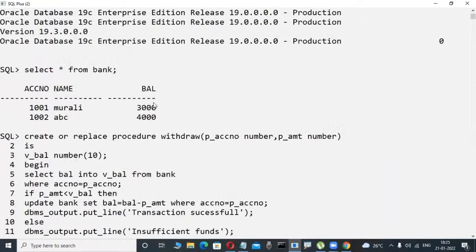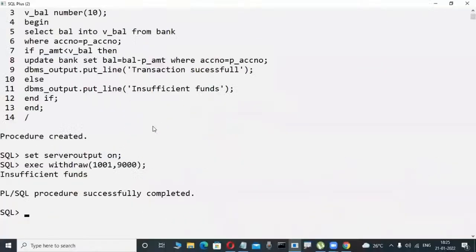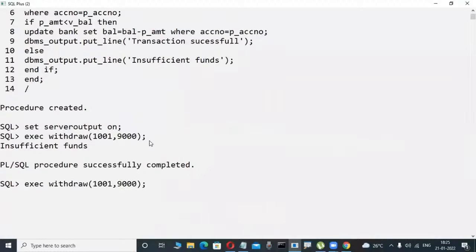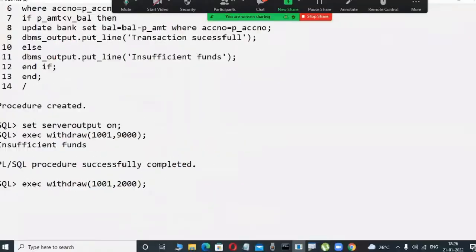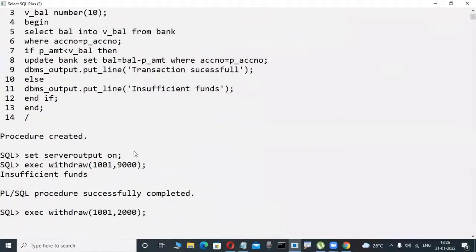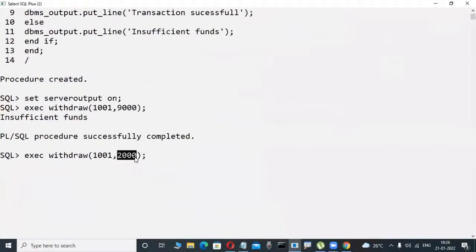For example, in this case, my balance is 3,000. Now I try to withdraw 2,000 rupees. Here, observe it, 1001 is my account number. I try to execute again, withdraw. Okay, so now here, procedure. Now I try to withdraw 2,000 rupees. Possible? Possible. Why? Because my balance is 3,000, but I try to withdraw only 2,000, so it is possible.